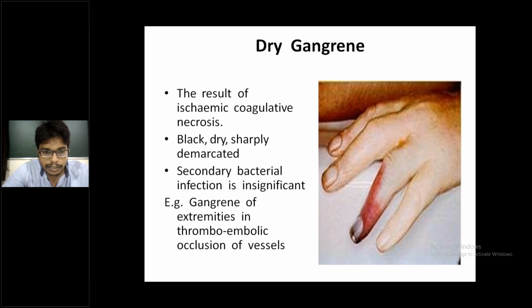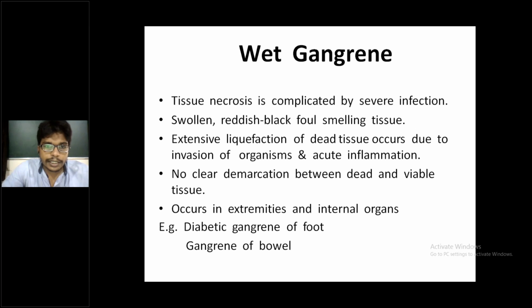Gangrene of the extremities occurs in thromboembolic occlusion. In wet gangrene, tissue necrosis is complicated by severe infection. The tissue is swollen, reddish-black, and foul-smelling, with extensive liquefaction.